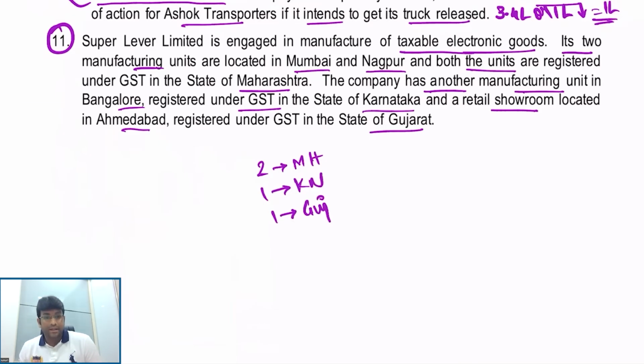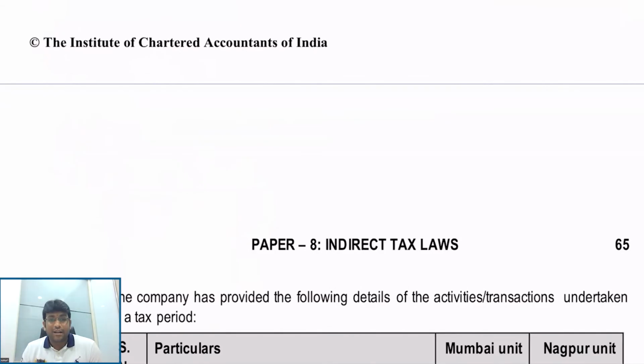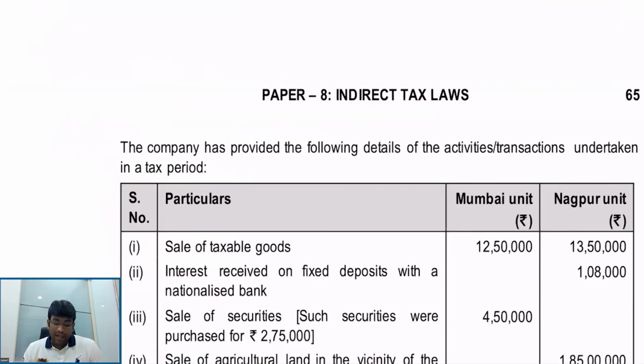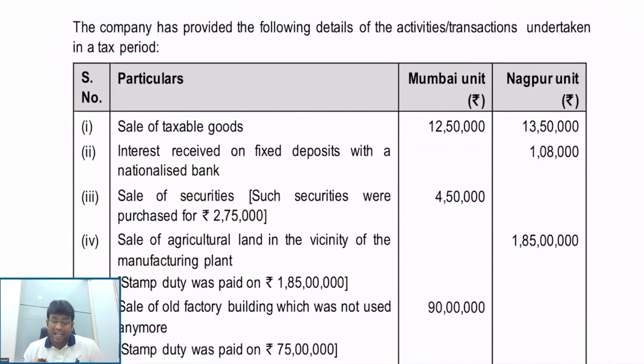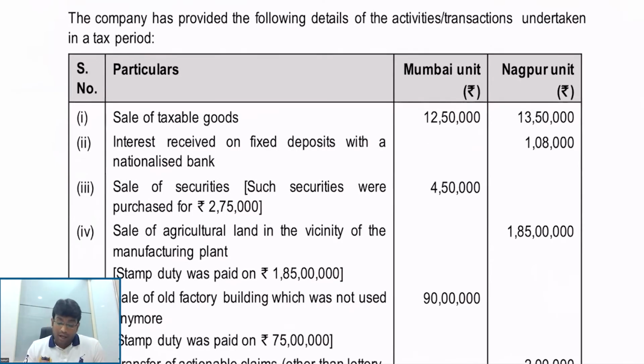I hope you're getting clarity, everybody. Next. Company has provided following details of the transaction undertaken in a tax period. Mumbai unit, Nagpur unit: sale of taxable goods. Interest received on fixed deposit with a nationalized bank. This is straight away exempt. Service by way of extending loans or deposits where the consideration is interest or discount. That is exempt. Yes, we know that concept, my dear friends.